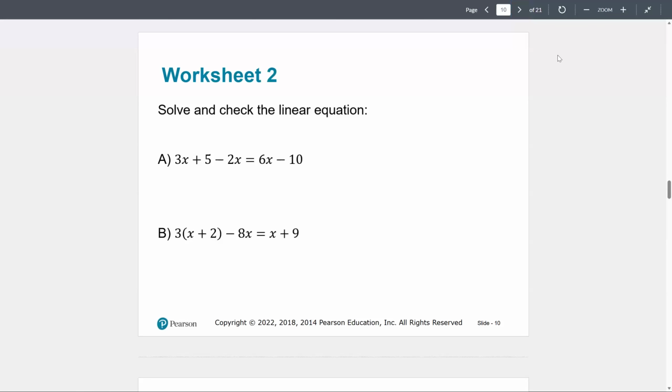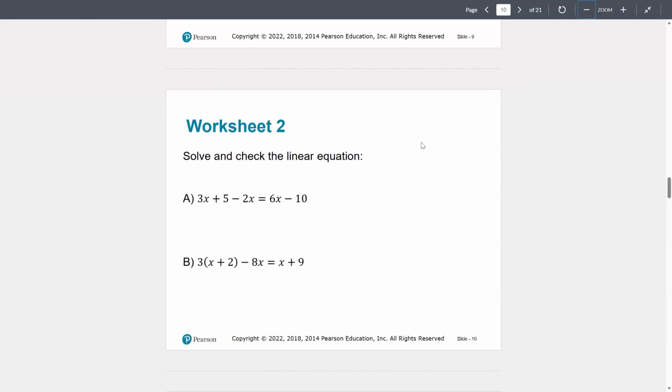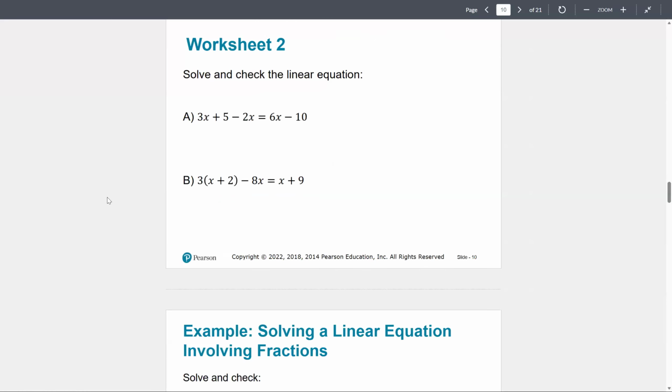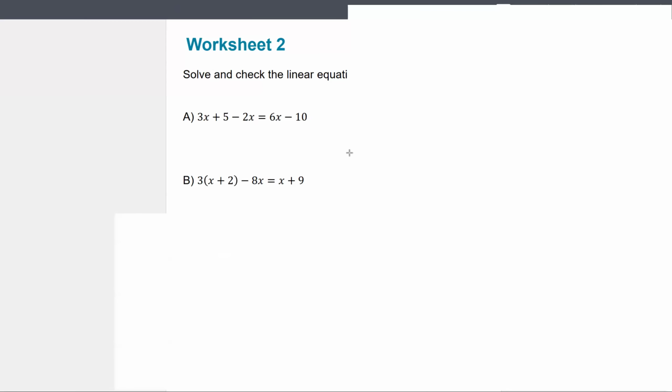So take a moment and work on worksheet number 2, A and B, and just solve these linear equations. All right, so let's do A. Actually, let me make the screen just a little smaller so there's a little more room here. There we go. Sometimes the stuff just doesn't catch when I do it. So I'll put A on one side and B on the other. All right, we'll do A over here.